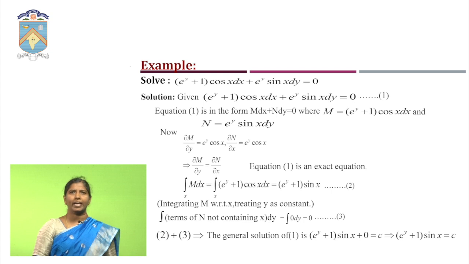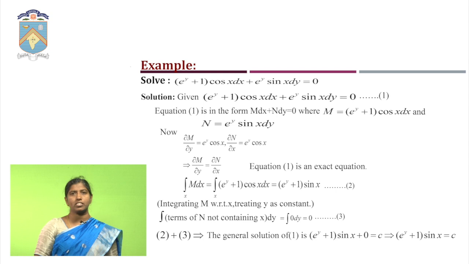Now coming to N, the integral of N terms not containing x. So terms not containing x in N is nothing but no term is there. So that is nothing but the integral of 0 dy, that is equal to 0. So the general solution will be (e^y + 1) sin x + 0 = c. So finally the solution is (e^y + 1) sin x = c. That is an example for an exact differential equation.